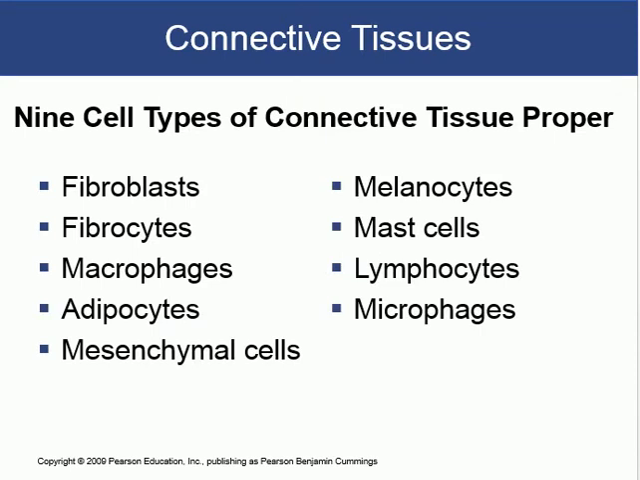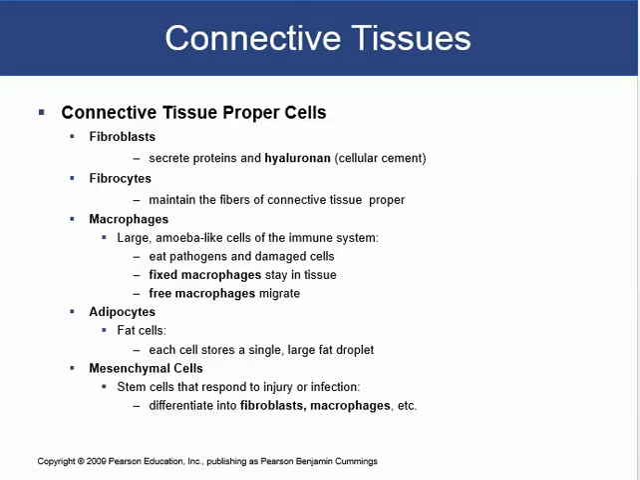Now the cells. We have different types of cells: fibroblast, fibrocyte, macrophage, adipose tissue, mesenchymal cells, melanocyte. This is the most important part of the chapter. Okay? The types of cells and what they do. This slide is extremely important. Okay?